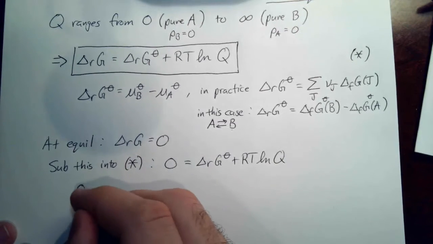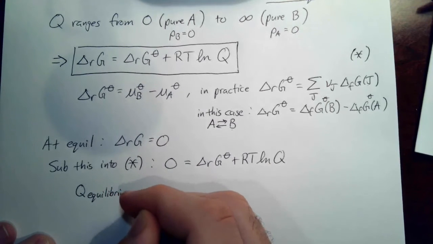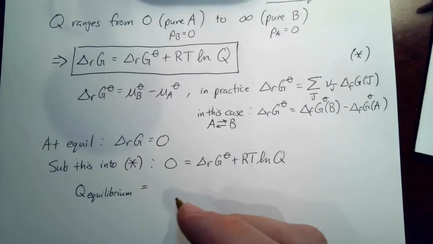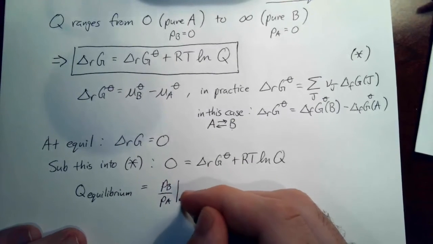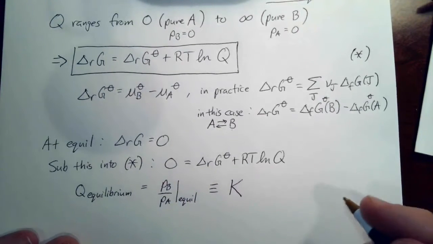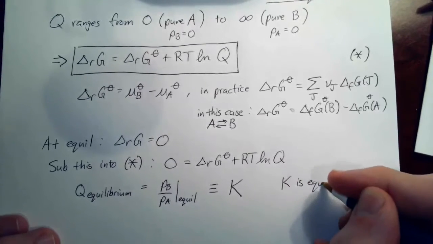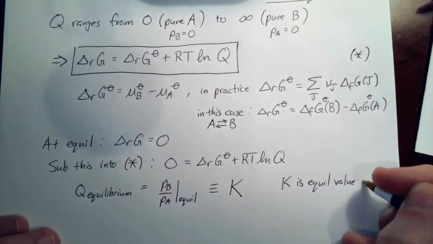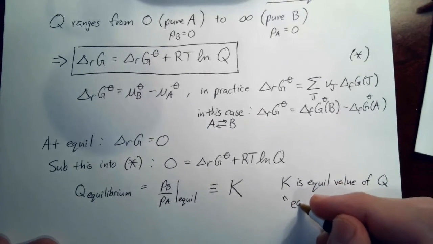So Q at equilibrium, which is the ratio of the partial pressures at equilibrium, we're going to call that quantity K. So K is the equilibrium value of Q. And we're going to get a more general definition of K here in just a minute. So K is an example of what's called an equilibrium constant.